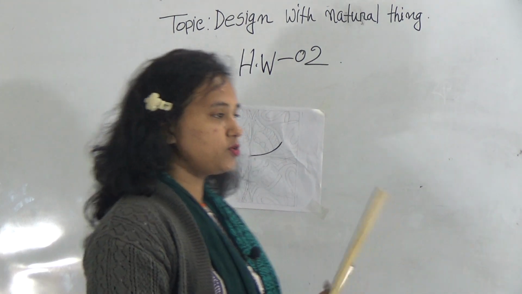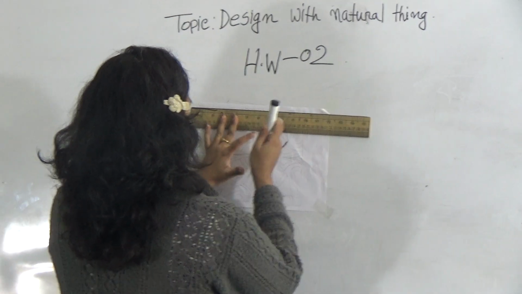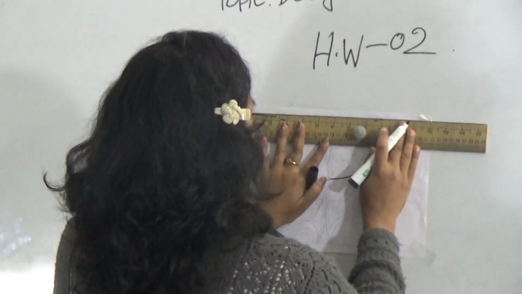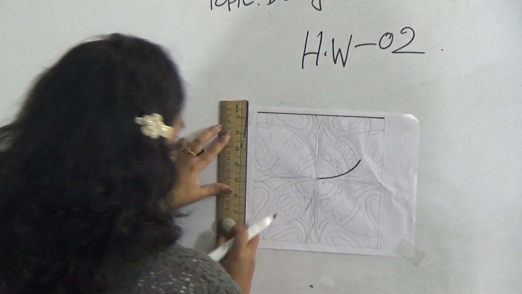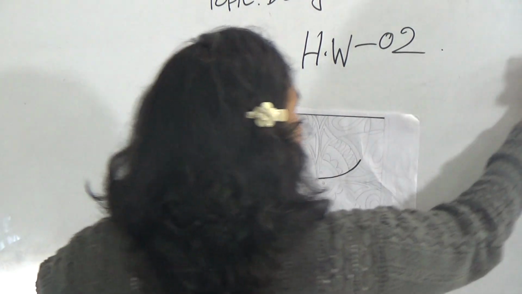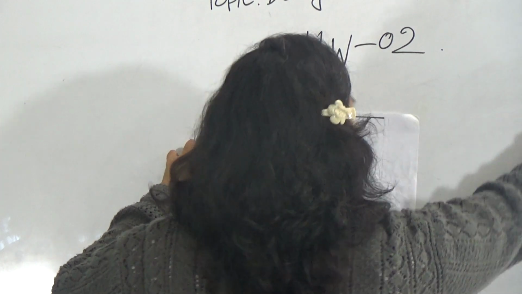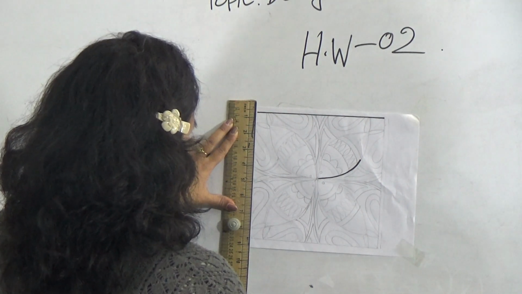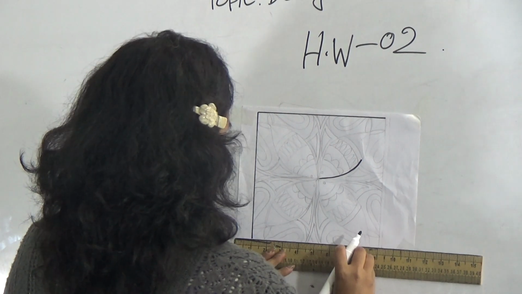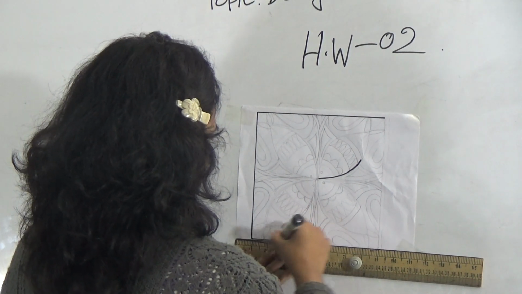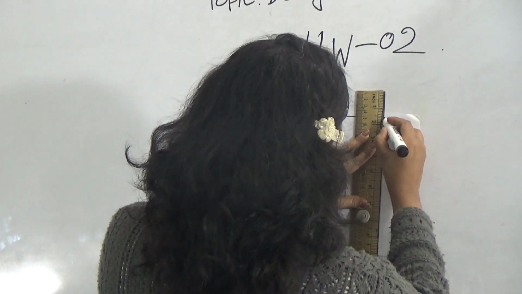First you must draw a box 6 by 6 inch. Just like this, about 6 by 6 inch. Remember this very carefully: natural thing, 6 inch by 6 inch box. First draw the box.